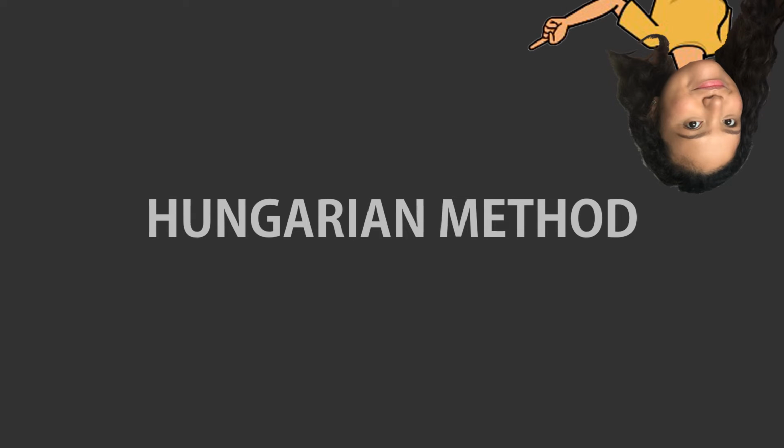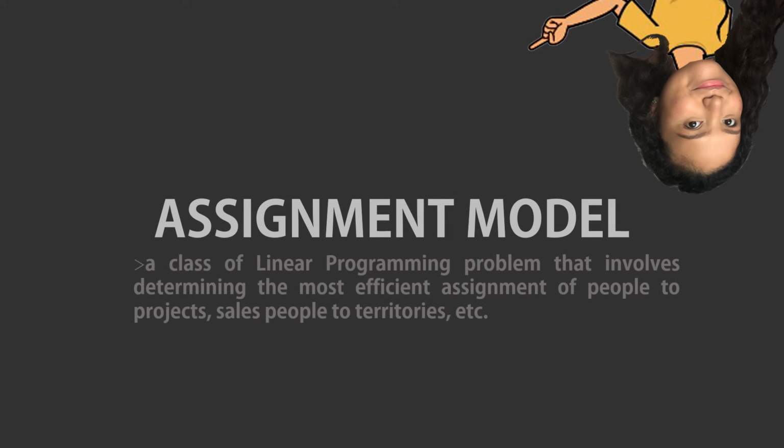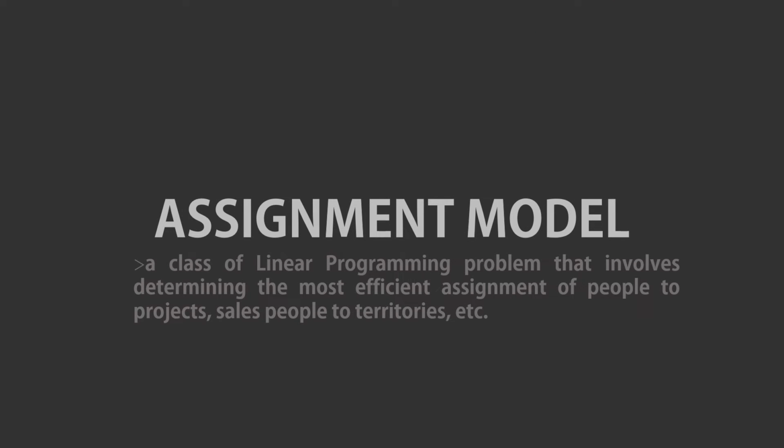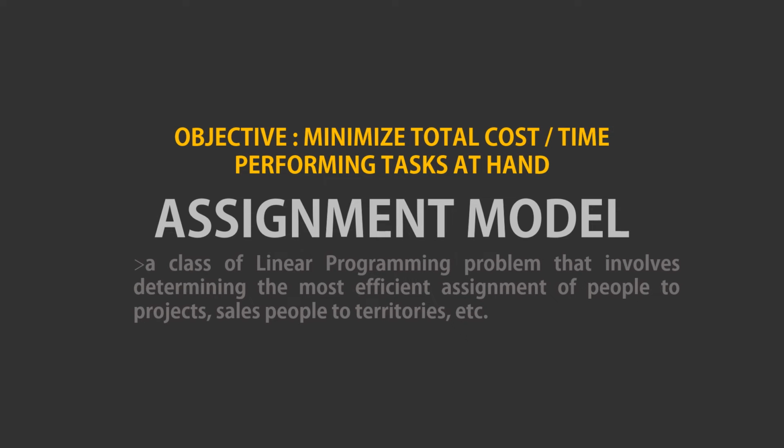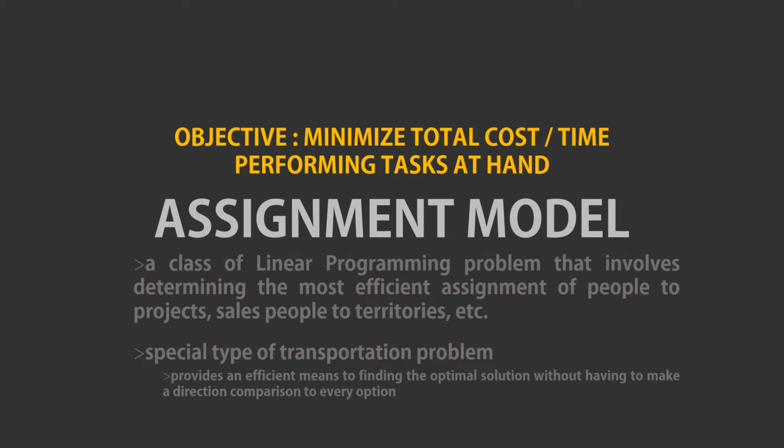The assignment model, or Hungarian model, is a class of linear programming problems that involve determining the most efficient assignment of people to projects, salespeople to territories, etc. Its main objective is to minimize the total cost or time of performing the task at hand. It is a special type of transportation problem in that it provides an efficient means of finding the optimal solution without having to make a direct comparison to every option.